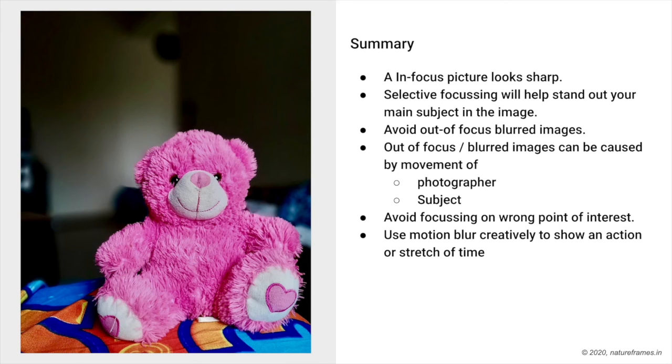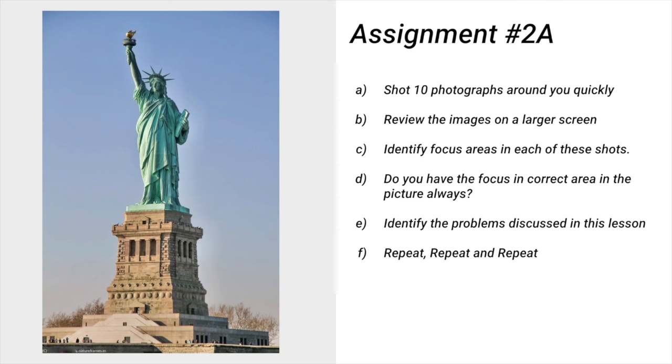Avoid focusing on the wrong point of interest or things in the image. Focusing on the wrong subject causes a disturbing image and confuses the viewer about what to look for in the image. And lastly, use motion blur caused by your movement or a subject's movement creatively to show an action or time, as in time-lapse photos. Okay, here is the assignment for this lesson.